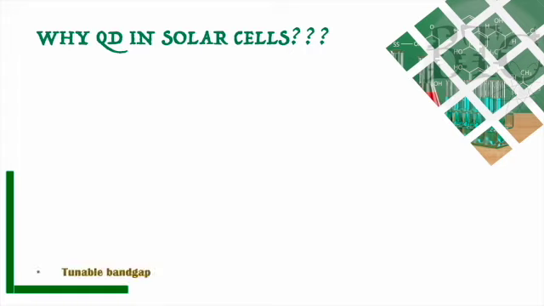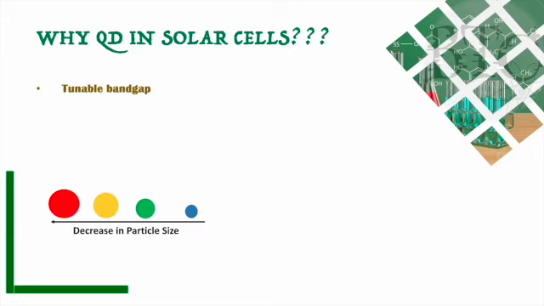Actually, quantum dots have a tunable band gap. Now, what is a tunable band gap? It actually means that their ability to absorb light can be controlled by changing their size. As we discussed in our previous video also, if we change the size of the particle, then the corresponding wavelength of light which that particle absorbs changes. So this is what we are trying to say over here, that their ability to absorb light can be controlled by changing their size.